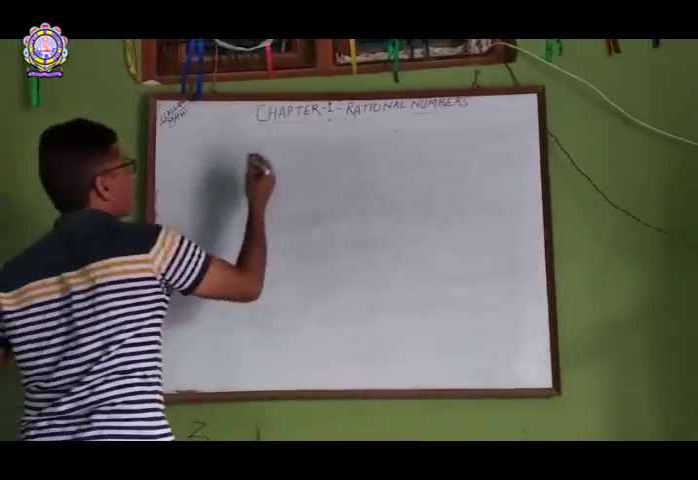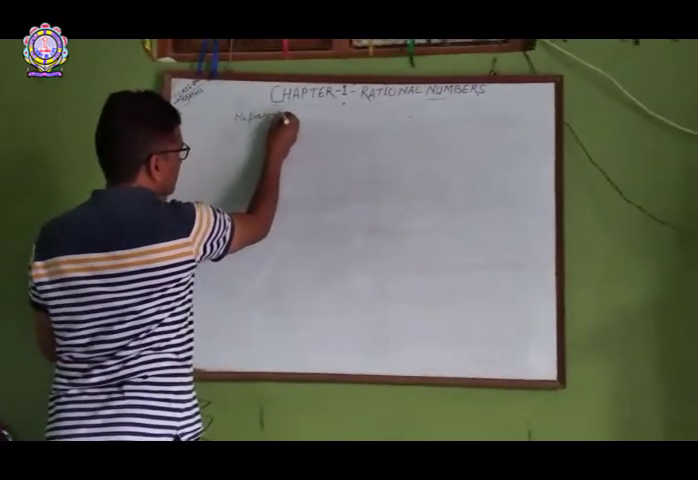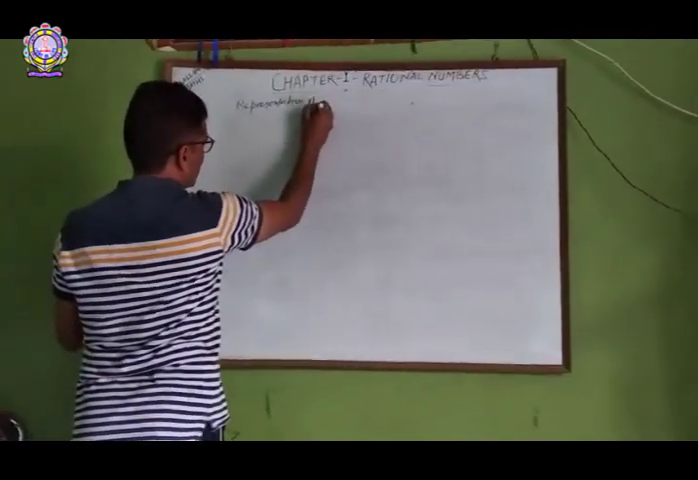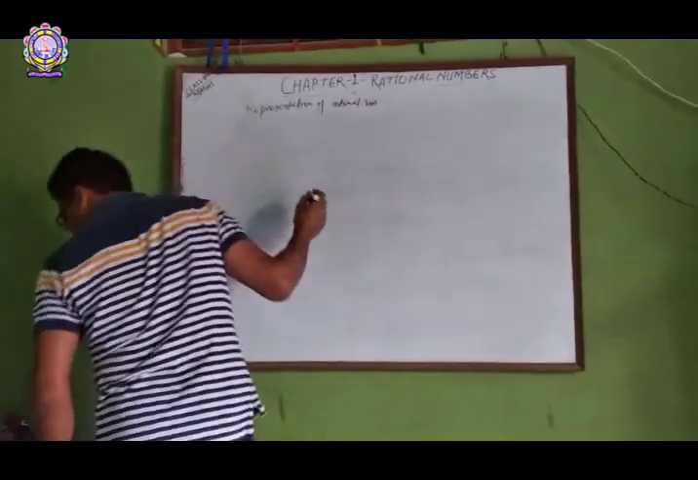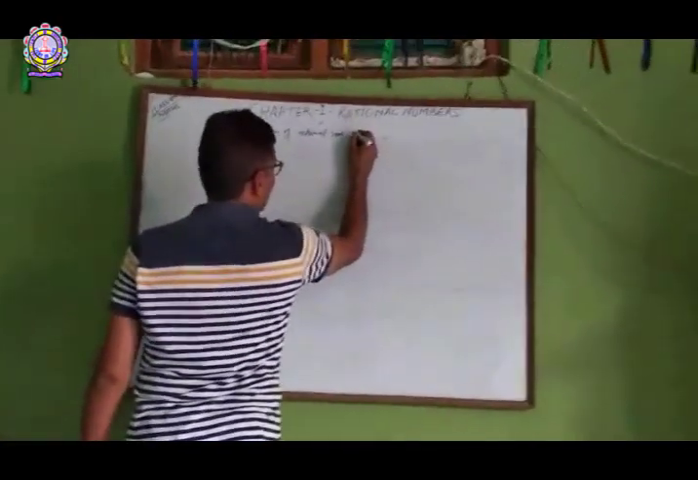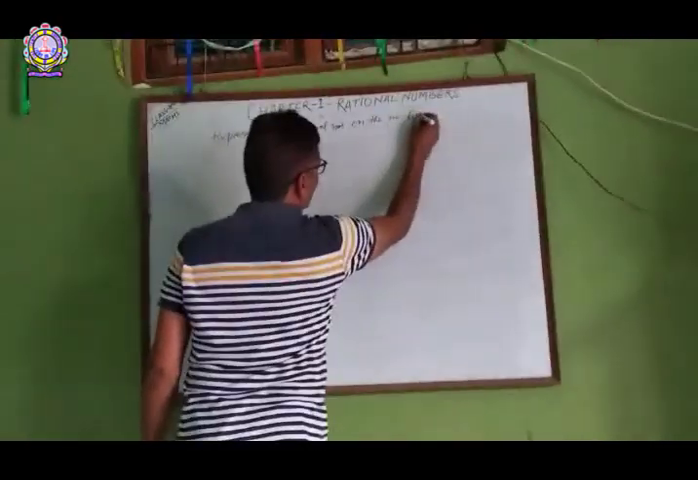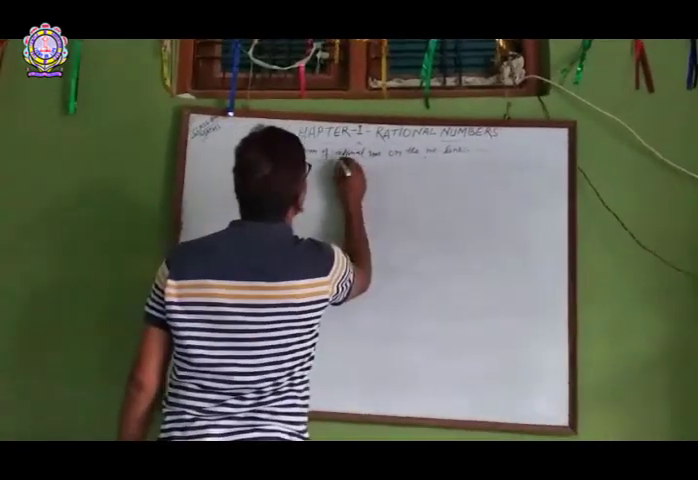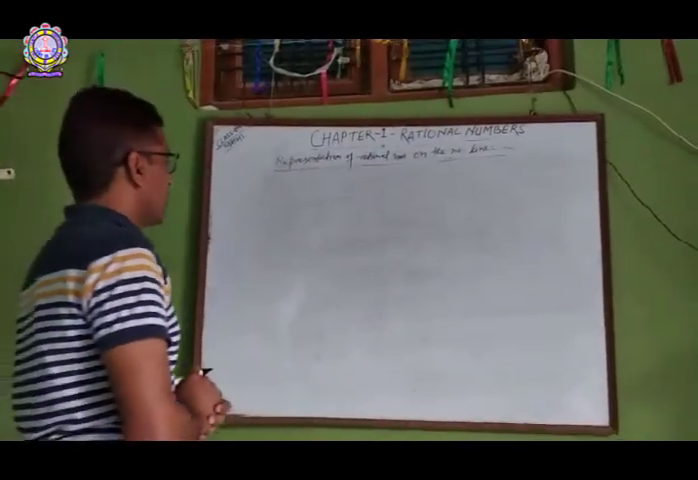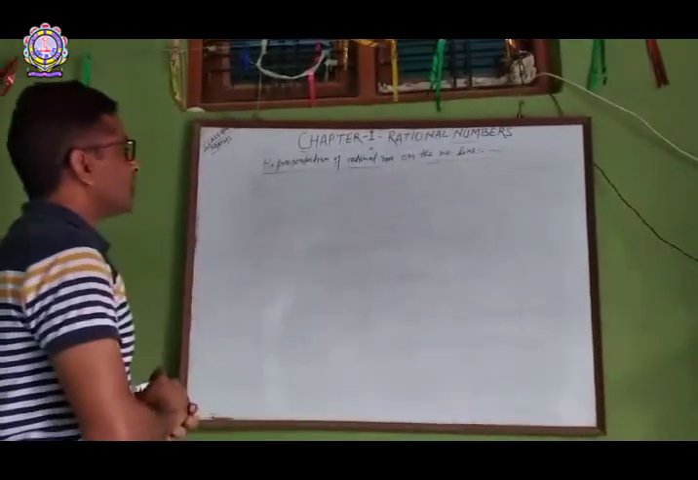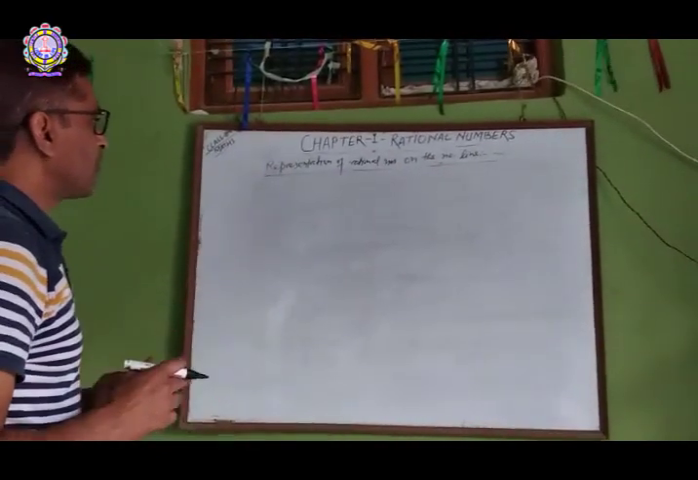Representation of rational numbers on the number line. Okay, student, today we will understand how to represent a rational number on the number line. We will understand this concept by some example.